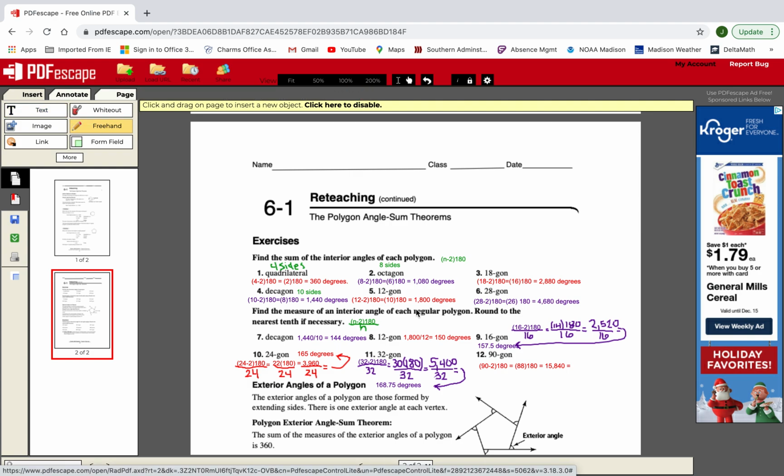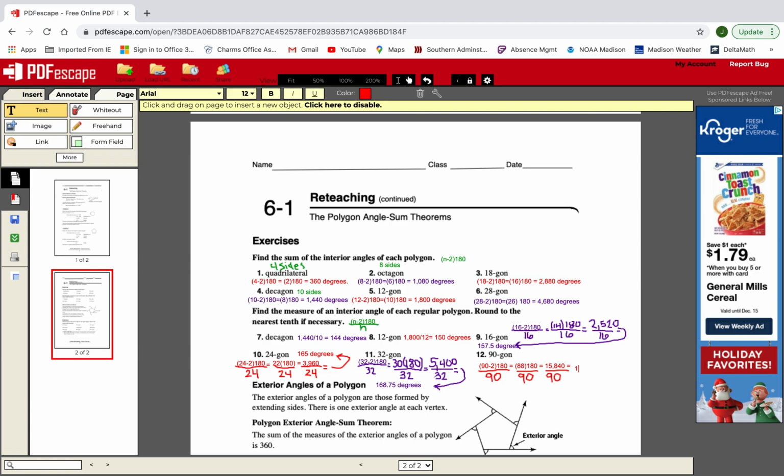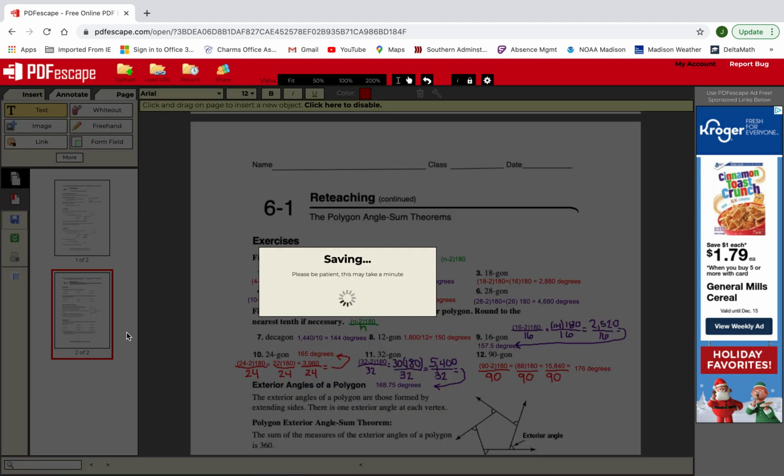Okay, so each time here we are dividing the sum of the interior angles by the number of sides to get just one of those interior angles. So we are dividing 15,840 by 90 to get just one interior angle of a 90gon. Okay, divided by 90. And again, we get a whole number, which is fantastic. Okay, so that's going to give us 176 degrees. So this will be a very calculator-intensive section.